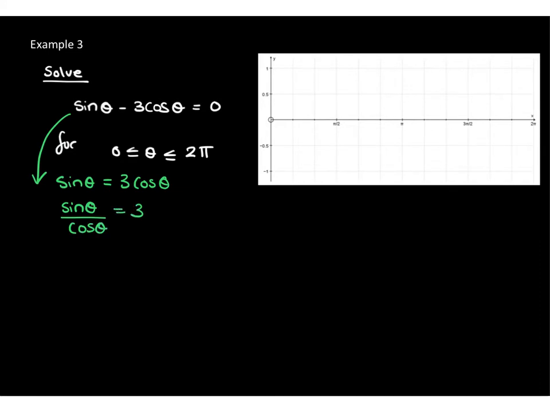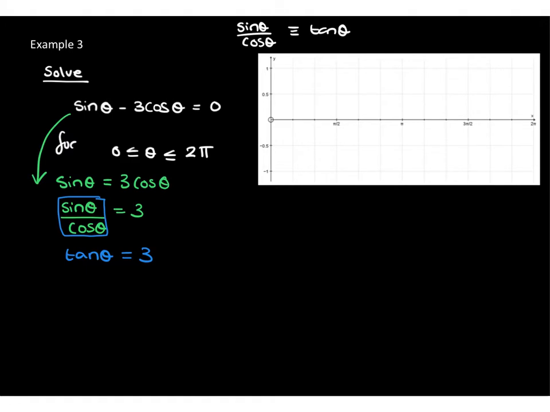And you get this. And then, of course, you've got to remember that sine theta over cos theta is the same as tan theta. So you're using an identity here, which gives you tan theta equals 3. So you must remember that sine theta over cos theta is equivalent to tan theta. You've got to learn and remember these identities.